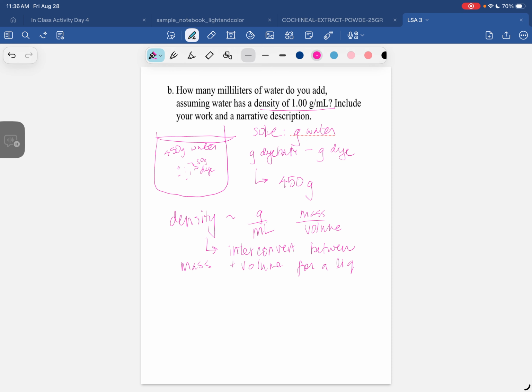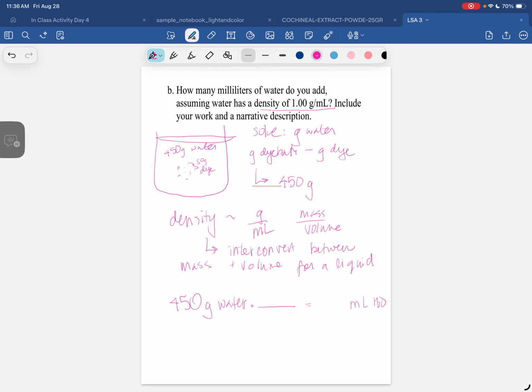Now, in theory, we could do a solid too. I don't want to think about solid packing. When we're talking about density, we're usually thinking about liquids or maybe a gas. So in this case, what this allows us to do is say, hey, I have 450 grams of water. I want to figure out how many mLs of water I have. Density is our conversion factor here.